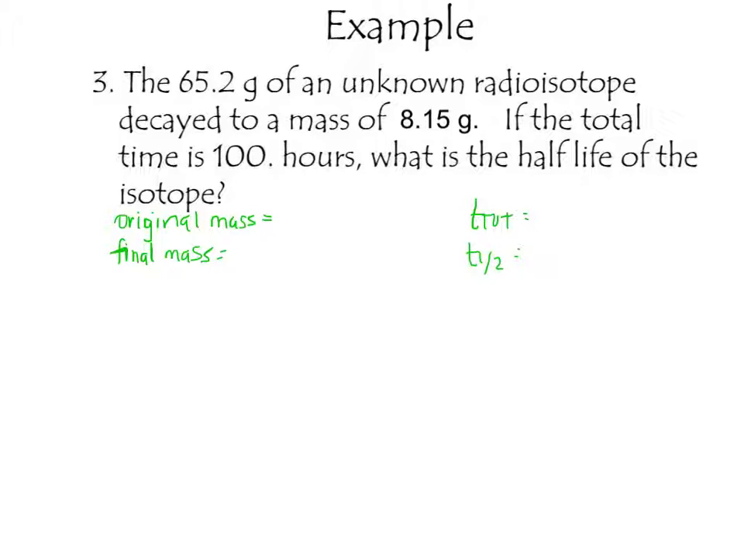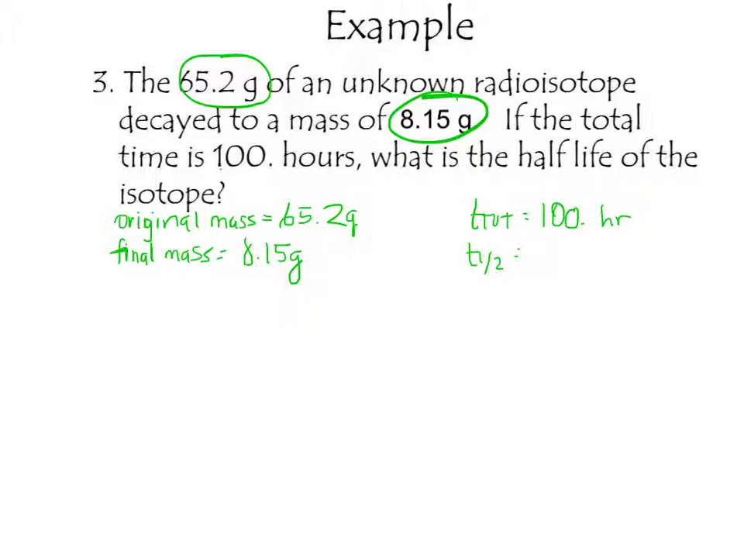It says there that you have 65.2 grams of an unknown radioisotope that decayed to 8.15 grams. Now, if the total time was 100 hours, what is the half-life of the isotope? So the first thing that we can do is go ahead and write what we know. It says there we started with 65.2 grams of an unknown radioisotope. So that's our original mass. I'm going to go ahead and write 65.2 grams in our original mass. And it says there it decayed to a final mass of 8.15 grams. And it says also that we have a total time of 100 hours. So I'm going to put 100 hours.